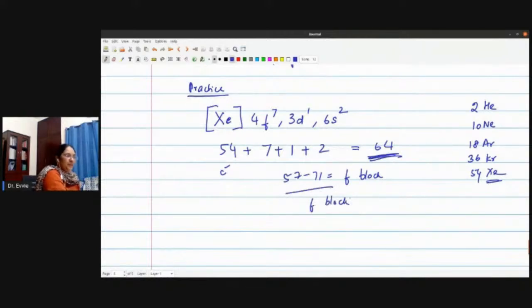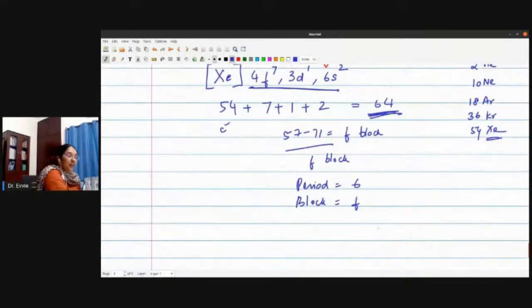Obviously, you can see from the valence electronic configuration that the highest n value is 6, so your period is 6, and your block will be F block. And what did I tell you about the group? I told you all the lanthanides and actinides belong to third group. So easy, you found the block, you found the period and all that.